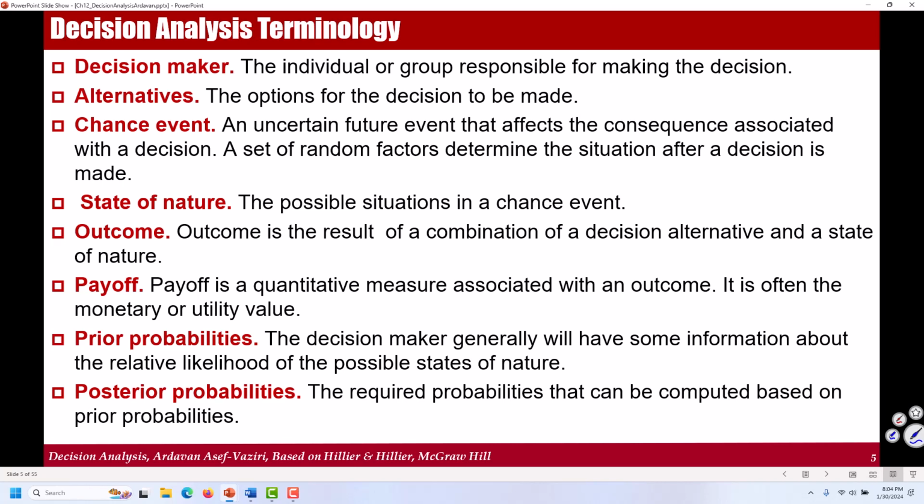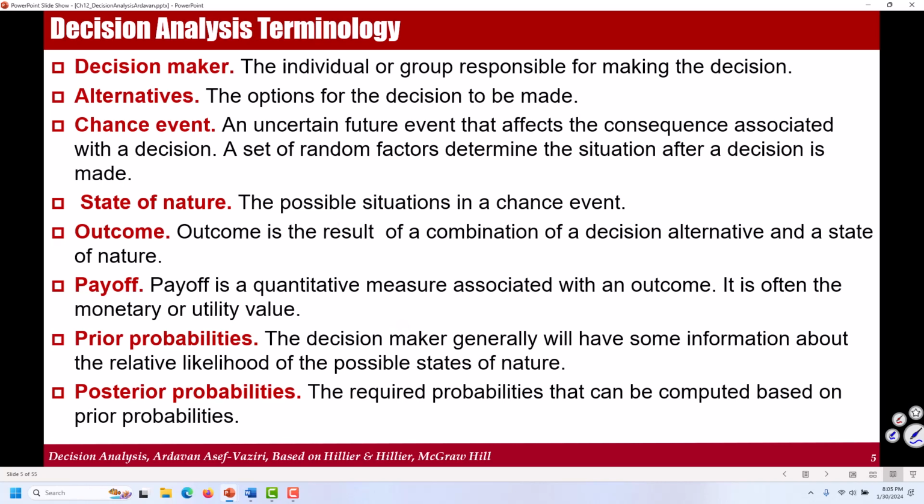Decision maker is the individual or group responsible for making decisions. Alternatives, the options for the decision maker. Chance event, an uncertain future event that affects the consequence associated with the decision. Something will happen in future when we make a decision. What happens is out of our control. Going through that road is in our control. But what happens over there is out of our control.